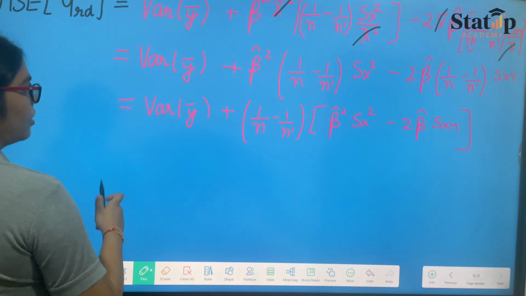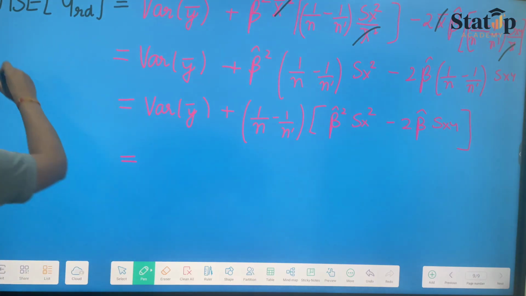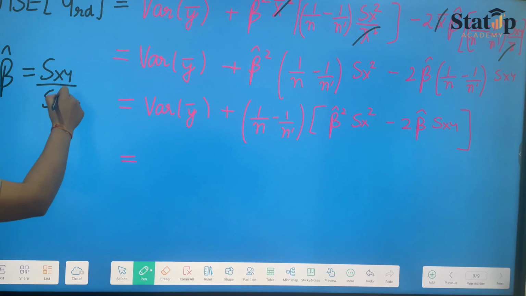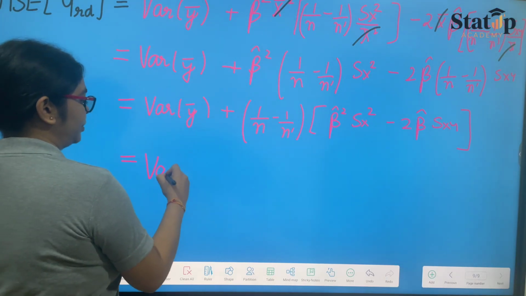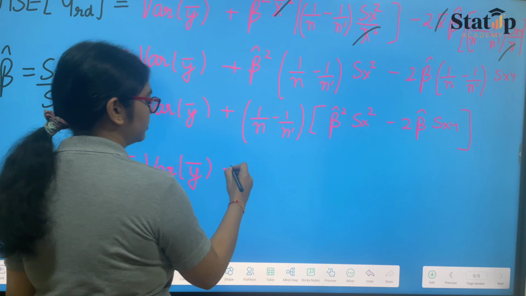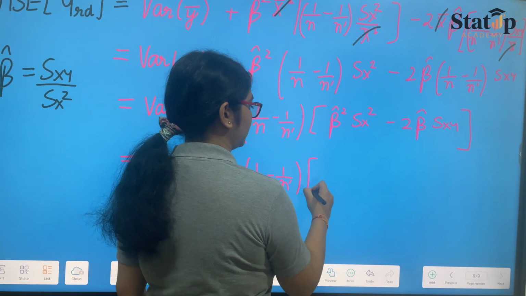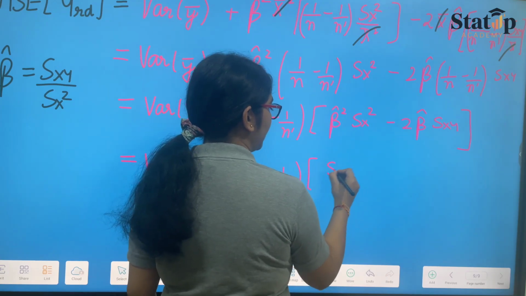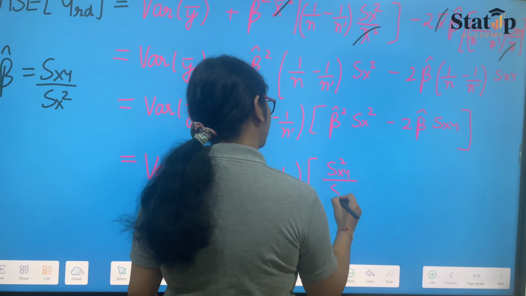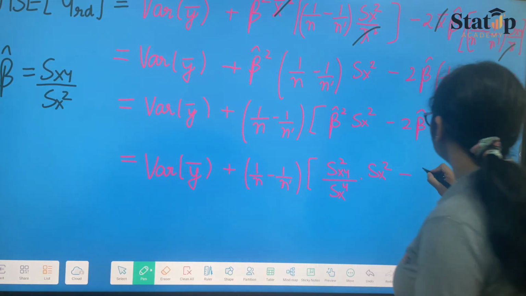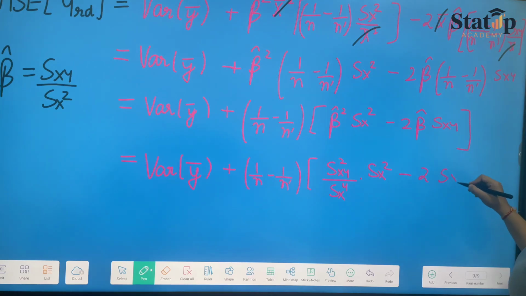Here we can open beta cap. What is the value of beta cap? We derived it before. It is Sxy upon Sx whole square. So taking the value of beta cap here, we'll get beta cap square is Sxy square upon Sx to the power 4 into Sx square, and minus 2 beta cap would be Sxy upon Sx square into Sxy.